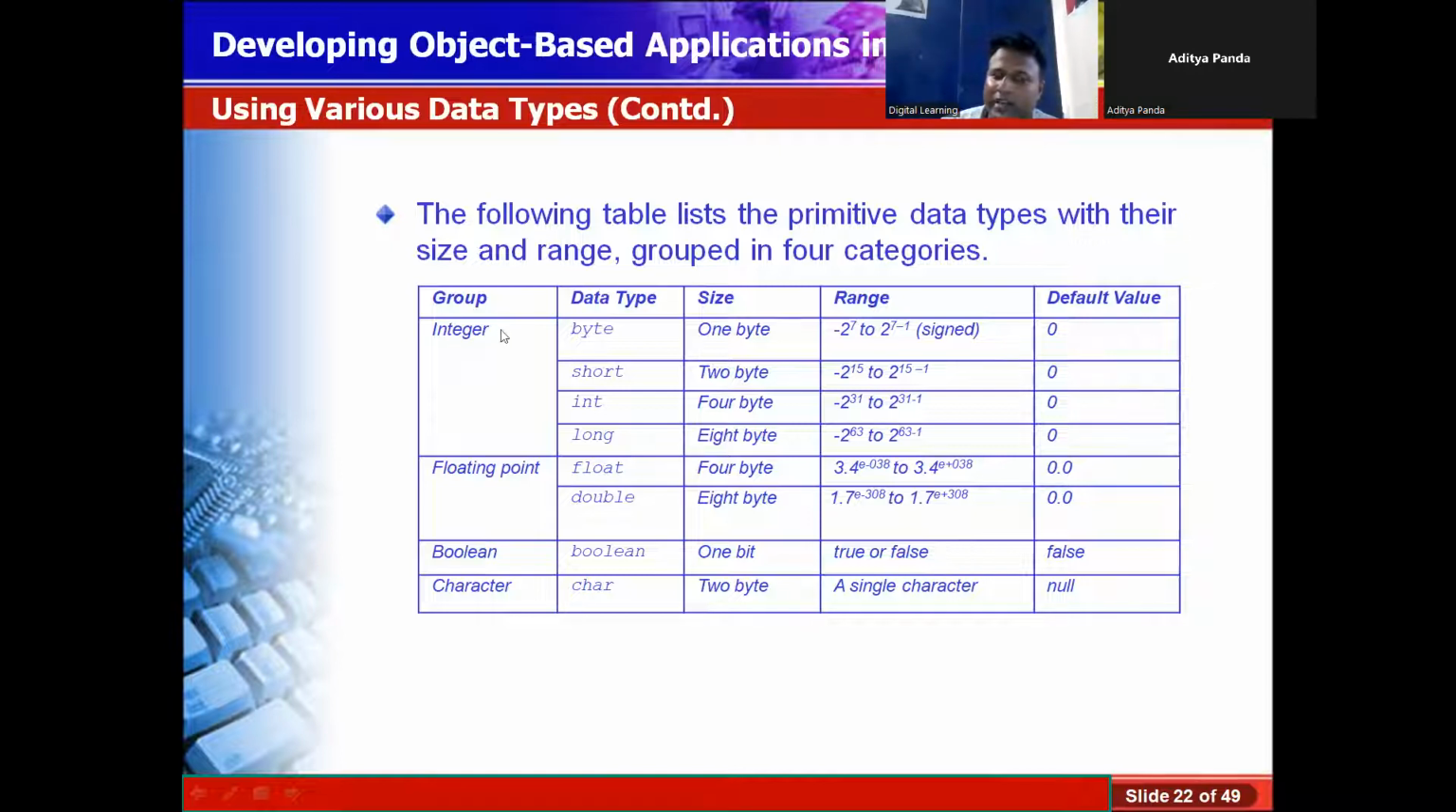Okay. For integer, the default value is 0. For floating point, 0.0 is the default value. Default value means if you are not initializing any value, then this value is initialized. That is called the default value. For boolean data type, the default value is false. For character data type, size is 2 byte, default value is null. Okay, right?